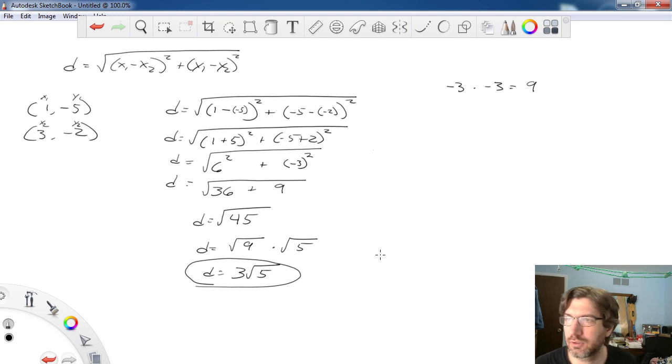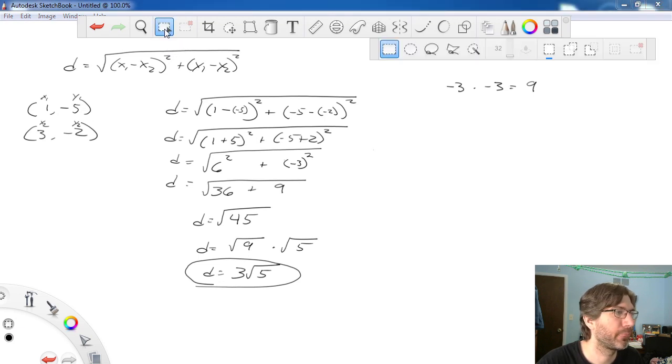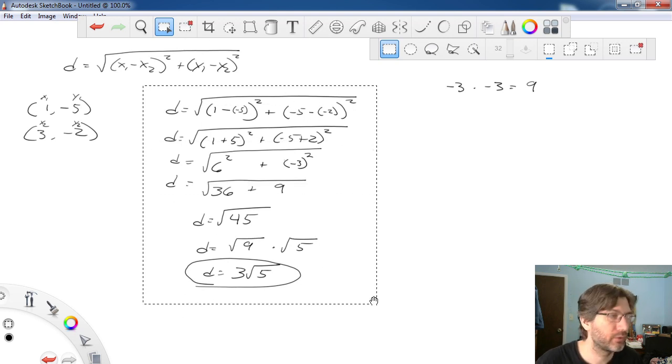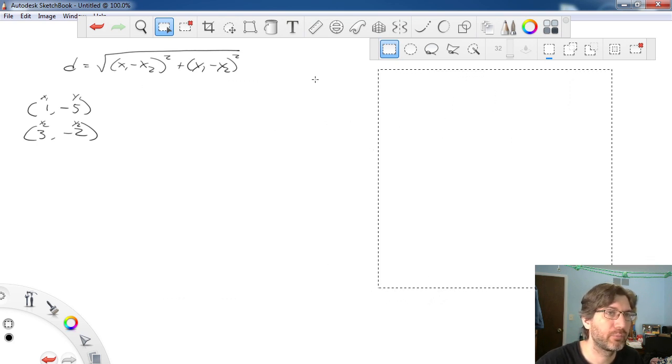Any questions so far? Wasn't x2 equal to 3? Was x2 3? Did I do that wrong? x2 is 3. I did that wrong. You're right. Sorry about that. Thanks, Gabby. Let's redo that. But yeah, this is me just copying things wrong. My biggest mistake ever.